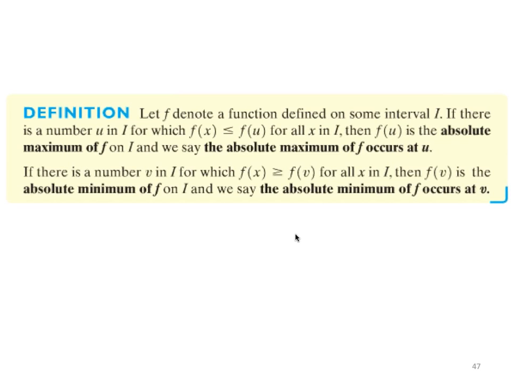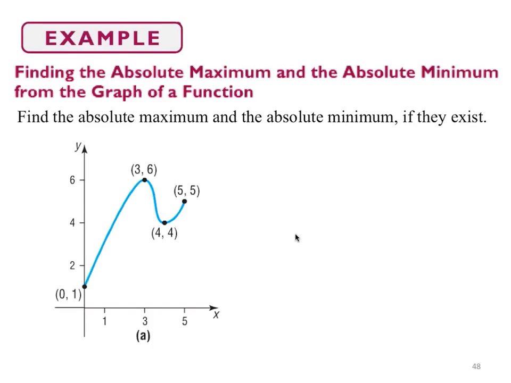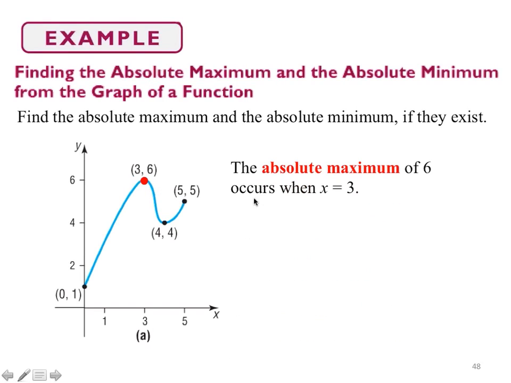We also have something called absolute minimum and absolute maximum. And that means that it is the absolute highest or absolute lowest point on a graph. Now, it's not always something that exists. So if we look at this example here, if we look and find the absolute maximum, that's going to be the highest point on our graph. That's right here. The absolute maximum of 6 occurs when x equals 3. Now the minimum is going to be this green point down here because that's our lowest point.